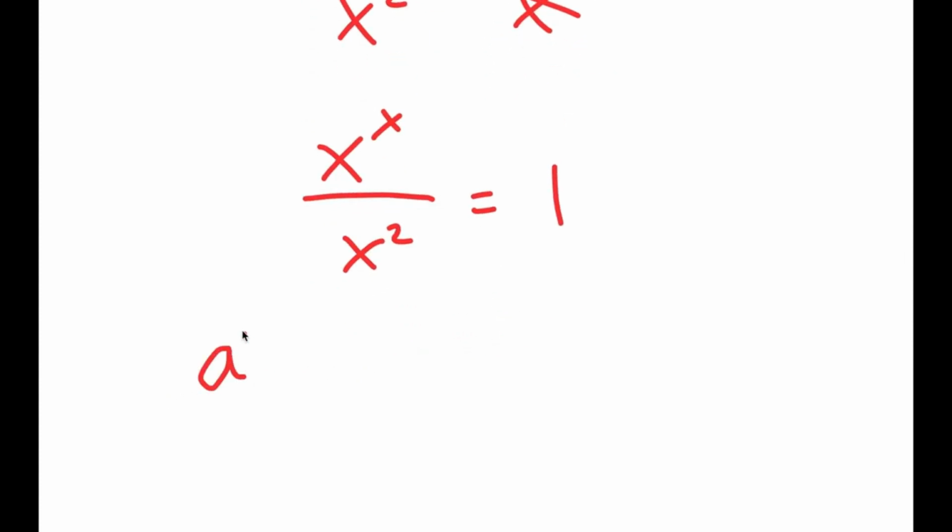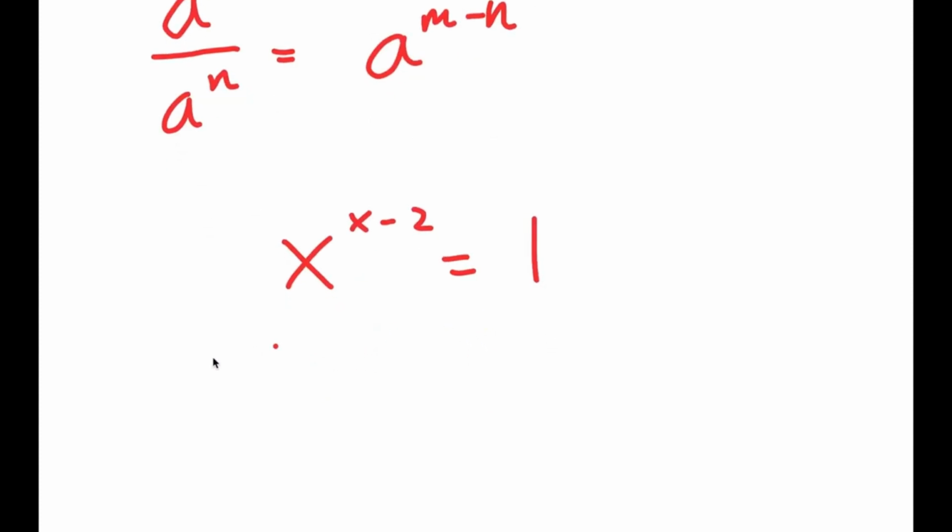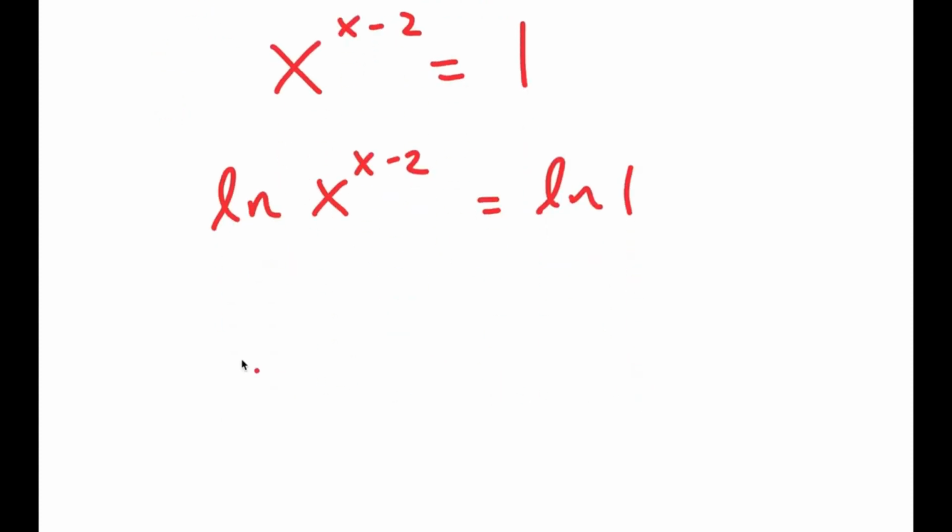Now, if I have something in the form a to the power of m over a to the power of n, this is equal to a to the power of m minus n. So I get x to the power of x minus 2 is equal to 1. Now from here, I'm going to take the ln on both sides. So I get ln x to the power of x minus 2 is equal to ln of 1.